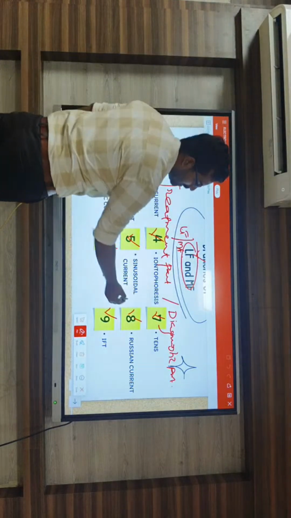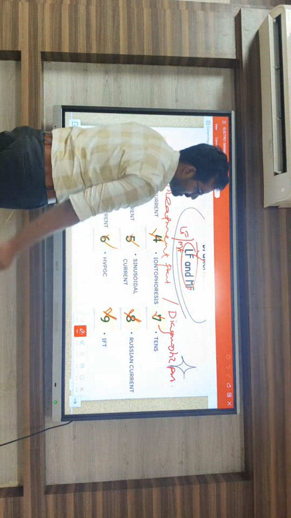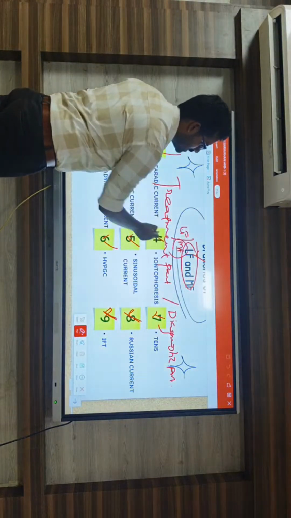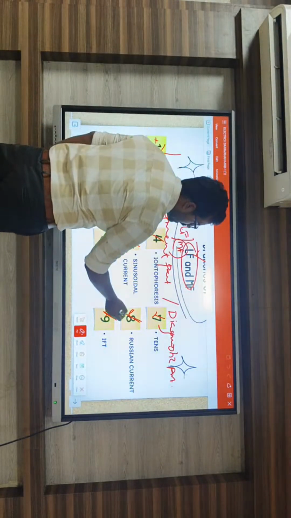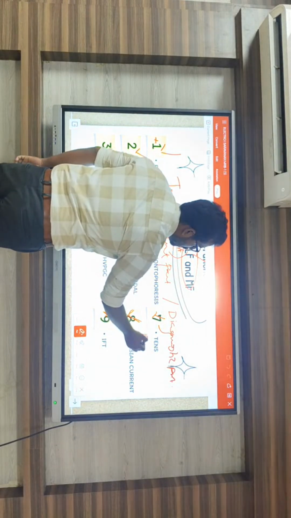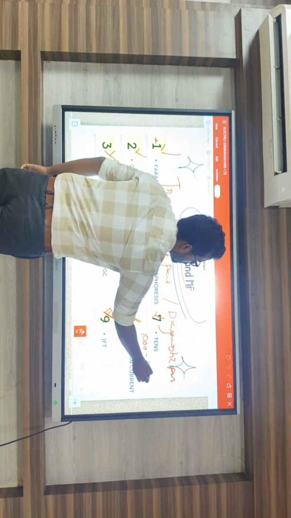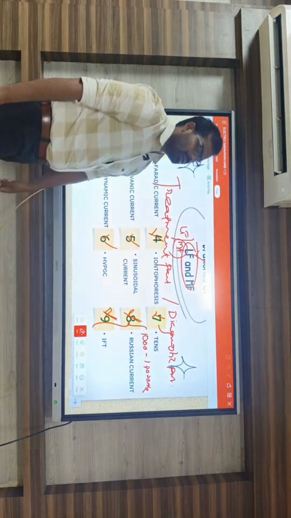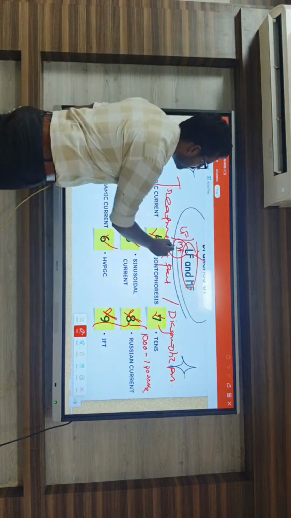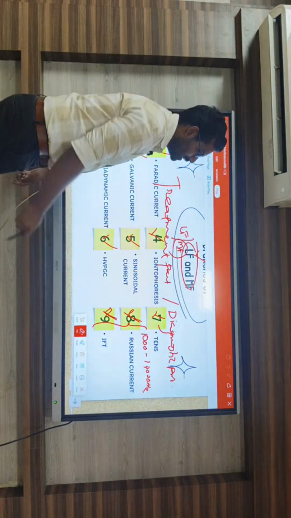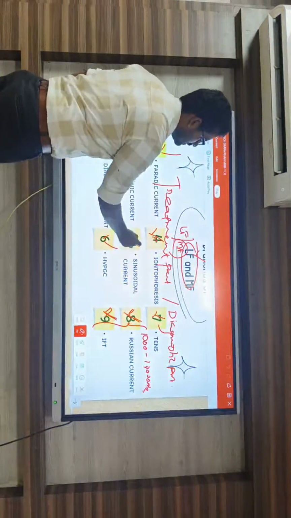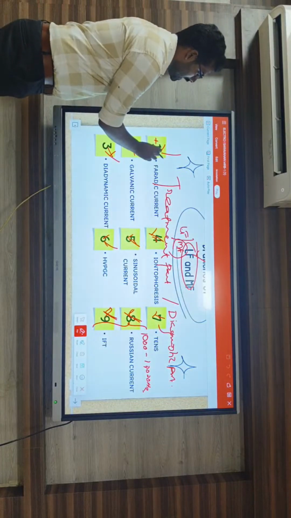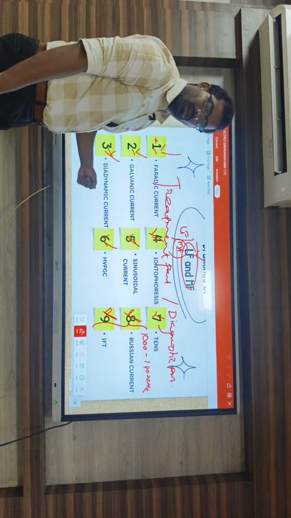Here, the Russian current and IFT current are the only two currents that come under the medium frequency currents. These frequencies are from 1000 to 10,000 hertz. That's why these two currents come under the medium frequency currents. The remaining ones, TENS, iontophoresis, sinusoidal, high voltage pulsed galvanic current, diadynamic current, galvanic and Faraday currents, come under the low frequency currents.